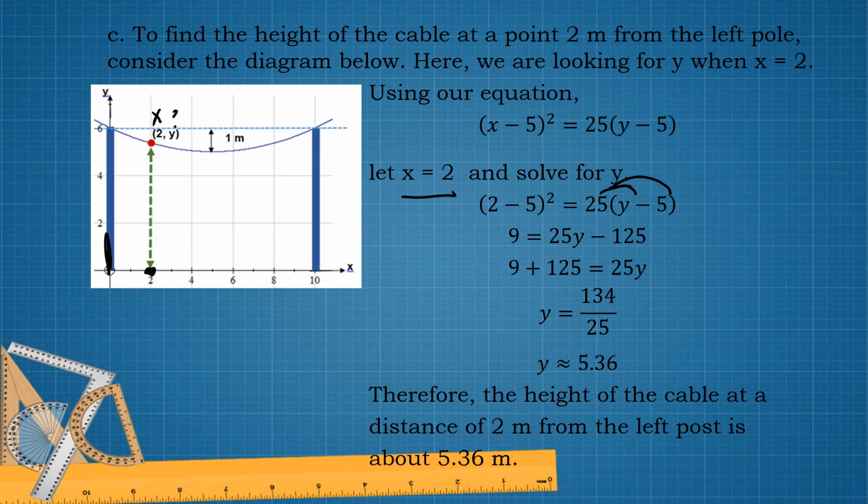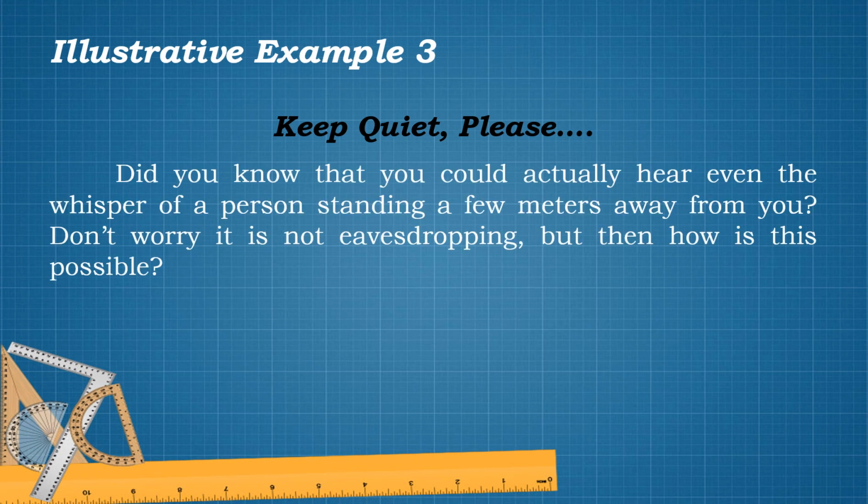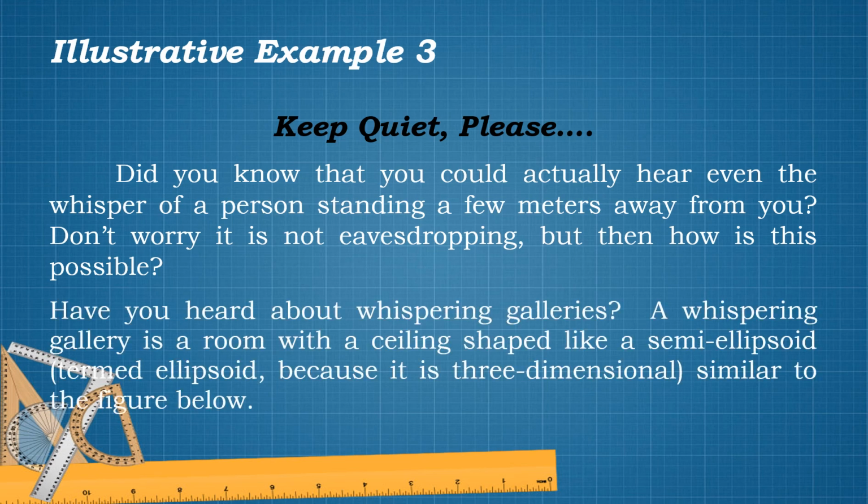Now, let's proceed with the third problem. We named the third problem Keep Quiet, Please. Did you know that you could actually hear even the whisper of a person standing a few meters away from you? Don't worry, it is not eavesdropping. But then, how is this possible? Have you heard about whispering galleries? A whispering gallery is a room with a ceiling shaped like a semi-ellipsoid. Why semi-ellipsoid? Because the term ellipsoid is three-dimensional, similar to the figure here.